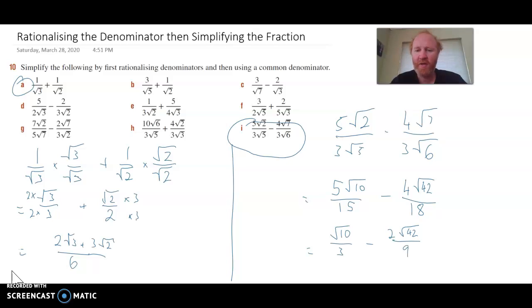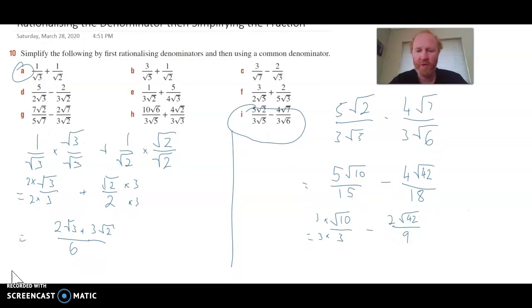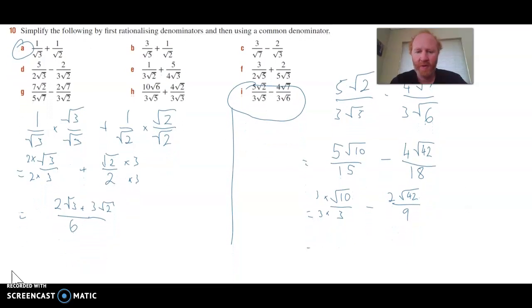And now I can see that I've only got to multiply the first fraction by 3, top and bottom, in order to finish this off. So I end up with 3 root 10 minus 2 root 42 on 9. Now I should look at my 10 and my 42 and consider whether or not any further simplification can happen there, but that's enough for us to be genuinely simplified at this point.